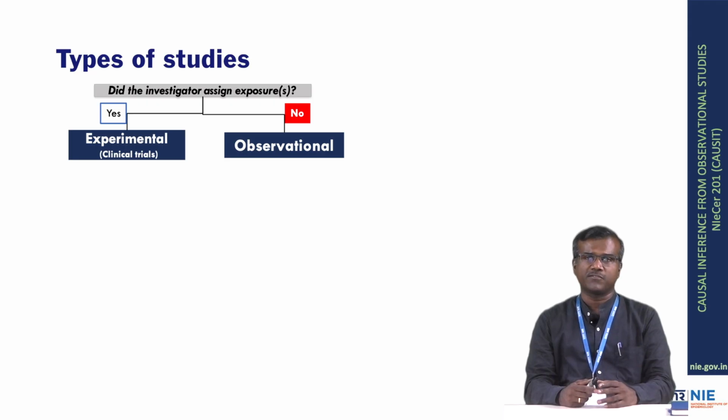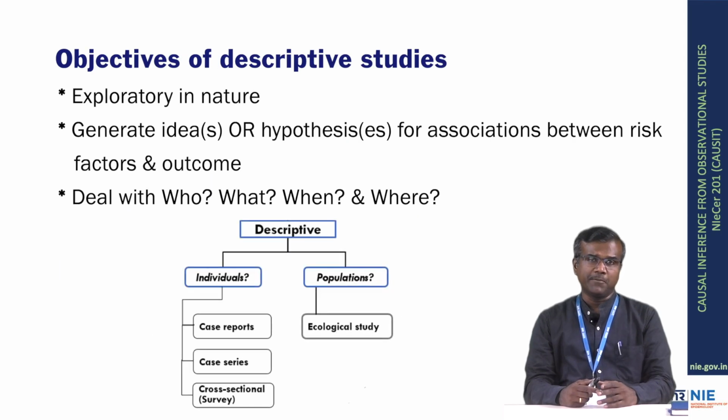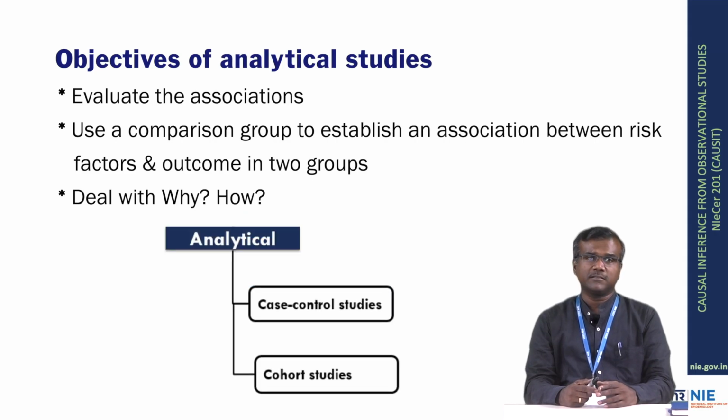We learnt about the sequence of epidemiological studies as descriptive studies followed by analytical studies. Descriptive studies are meant to explore when very little is known about a given problem. Therefore, descriptive studies answer who, what, when and where regarding the given problem. It helps in generating ideas or hypotheses for associations between exposure and outcome. In contrast, the objective of analytical studies is to test the generated hypothesis or evaluate or determine an association using a valid comparison group. Therefore, analytical studies answer why and how aspects of a given problem.